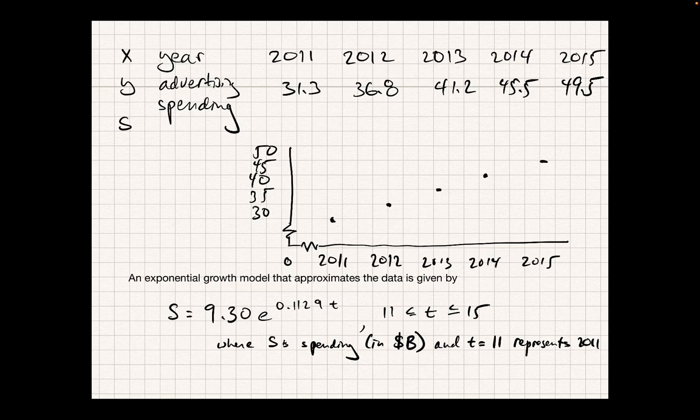So we have the year, we have the actual advertising spending, and we have S, the amount of spending given by our model. So if you put in 11 to this formula, what do you get? What is S evaluated at 11? 31.3. No, that's the actual number. What is S at 11? Yeah, so these are practically the same. I want you to figure out what S at 11 is. We're going to fill out this table.